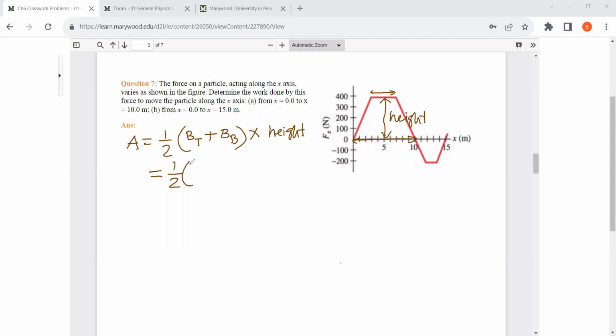So now we have to find what is the top base. Okay, so the bottom base, it looks like 10. So let's plug the value for the bottom base. It is 10 meter.